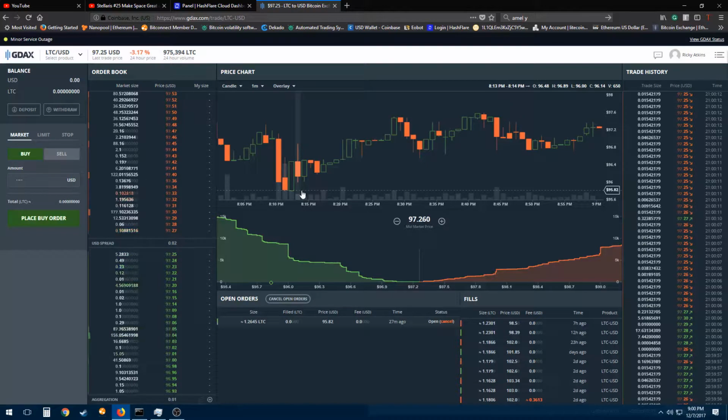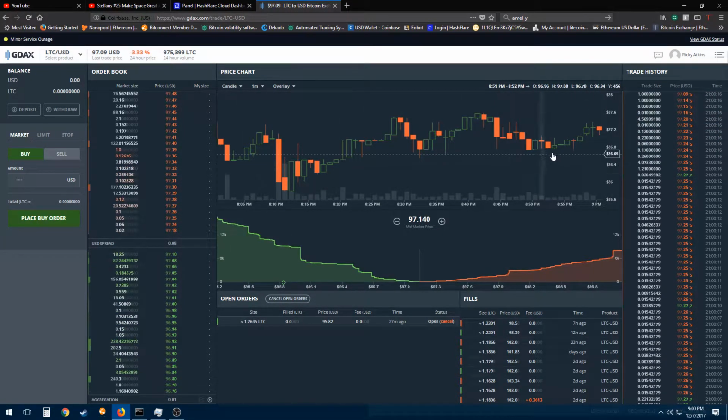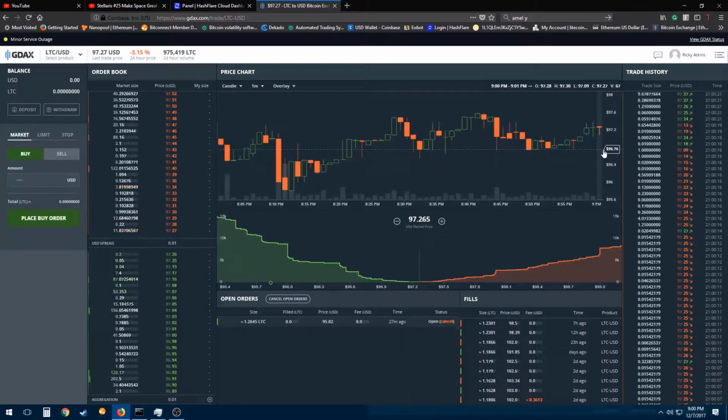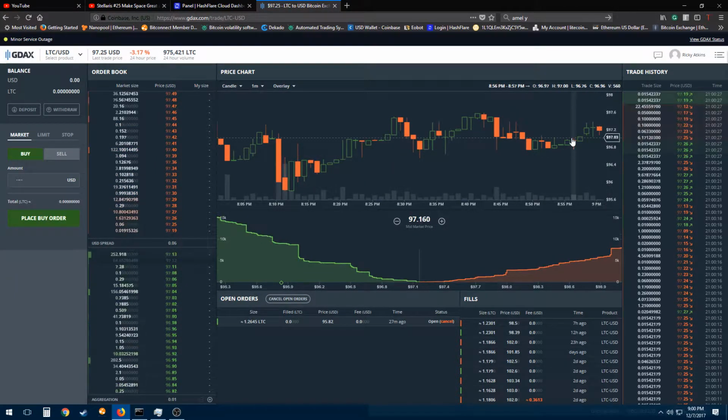Not necessarily going to hit the same spot every day. It just depends on how many limit orders there are and what the trading activity is. Like right now, it looks like our lows are about 96.76 is where our lows are hitting.